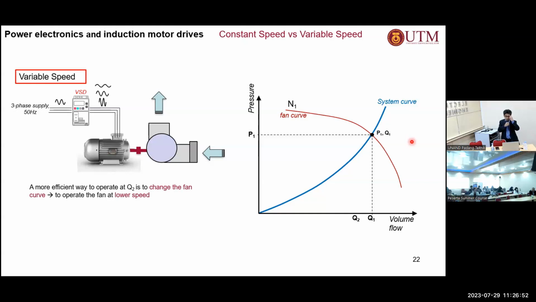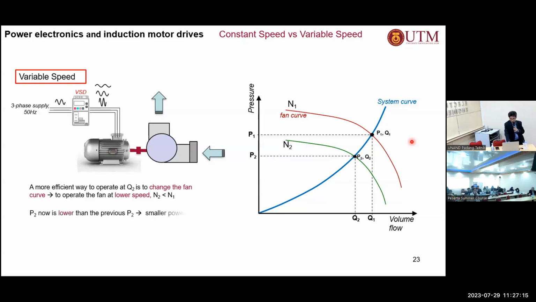Previously, we changed the system curve by adjusting the dampers, the outlet dampers or the inlet dampers. But now we remove that. So we change the flow rate by changing the speed, which means that if we change the speed, then you change the fan curve. At a different speed, you have a different fan curve or fan characteristics. So if you adjust that properly, then you get a new reduced flow rate of Q2, but now with a lower static pressure, which means that you save energy.